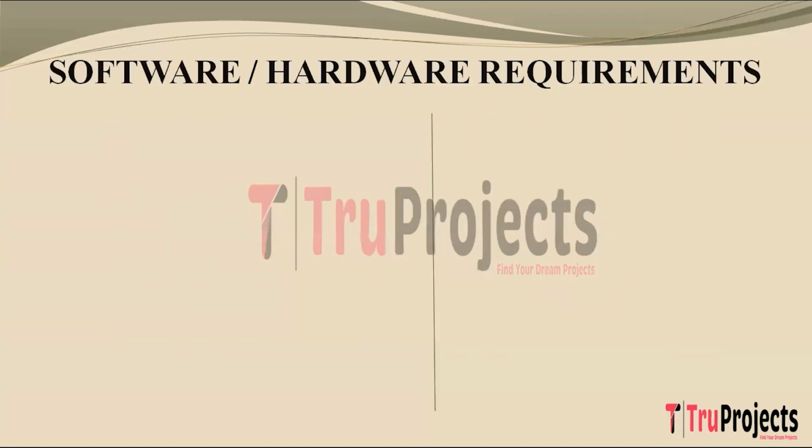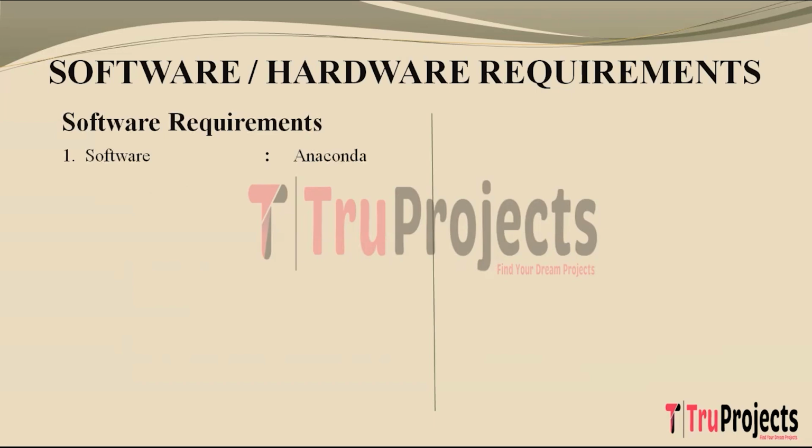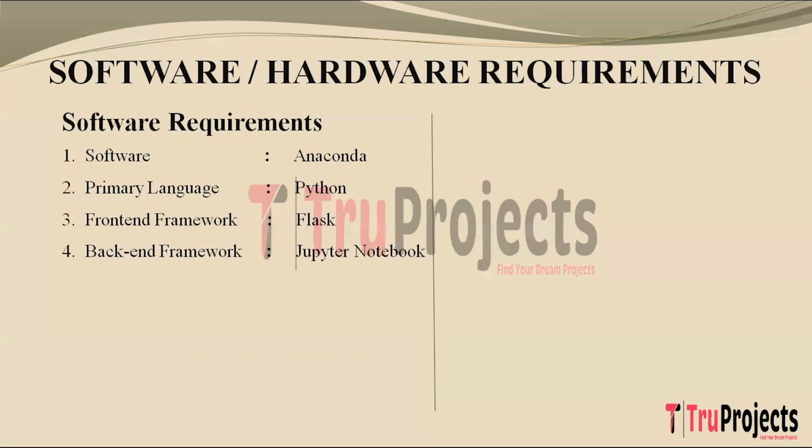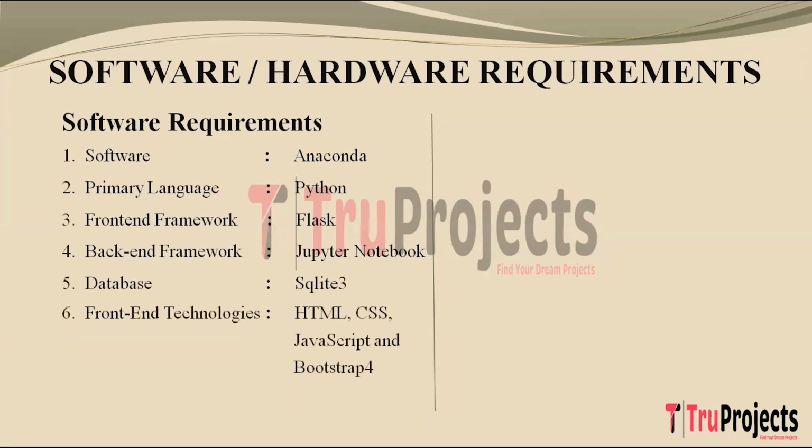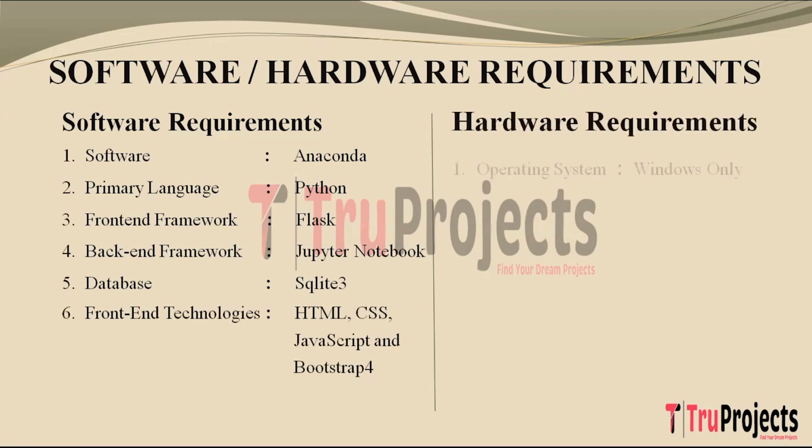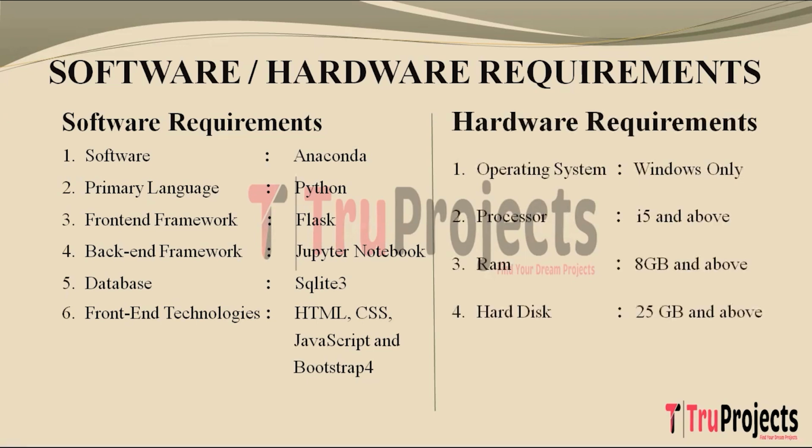So, requirements needed to execute this project are software requirements. Software needed is Anaconda. Primary language used is Python. Front-end framework used is Flask. Backend framework used is Jupyter Notebook. Database used is SQLite 3. And front-end technologies used are HTML, CSS, JavaScript, and Bootstrap 4. Hardware requirements needed are operating system of Windows, processor of i5 and above, RAM of 8 GB and above, and hard disk of 25 GB and above.